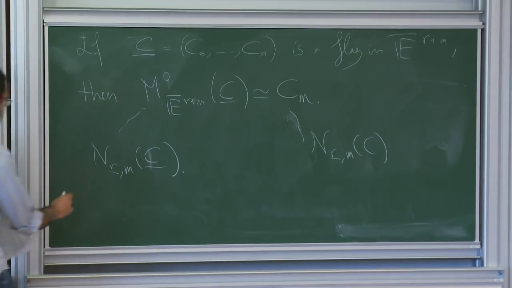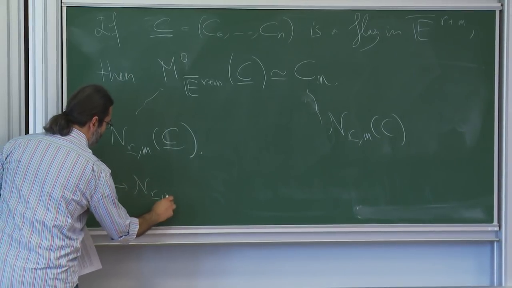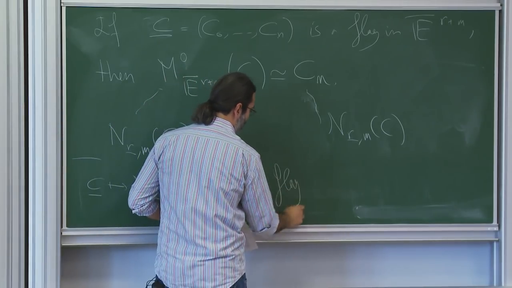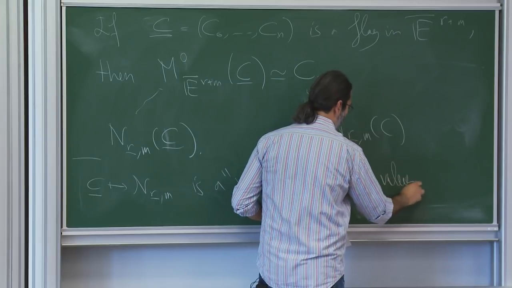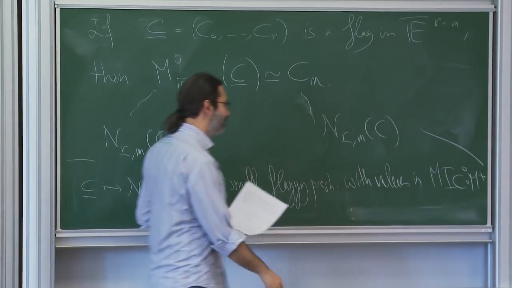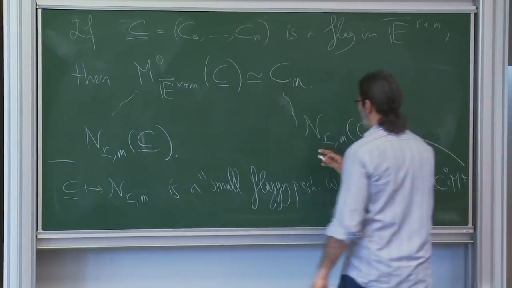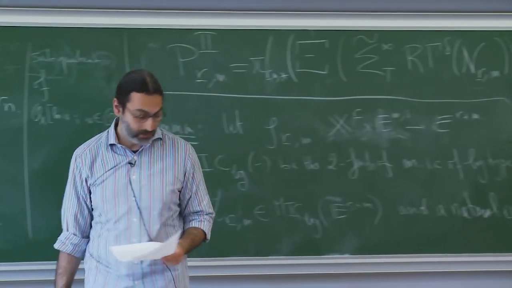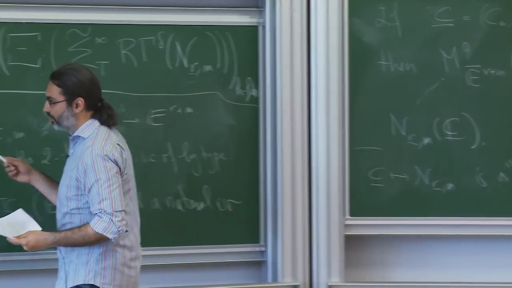But when I do this, the association C to this guy is what I call a small flaggy sheaf with values in mic circ. Okay, so it's valued in this 2-functor, but restricted to just one object, the stratified scheme E bar R plus M. Okay, so we have this very simple construction. And in fact, this n is essentially that, except that you have to pull it back to a larger category. So I explain this now.